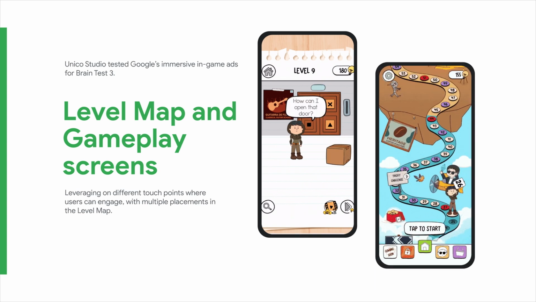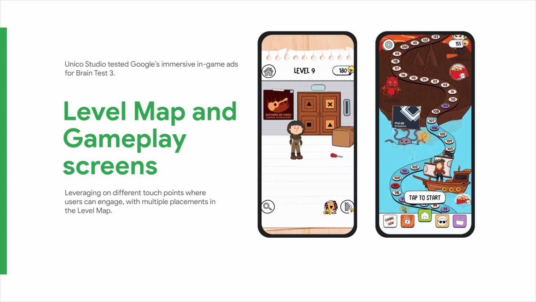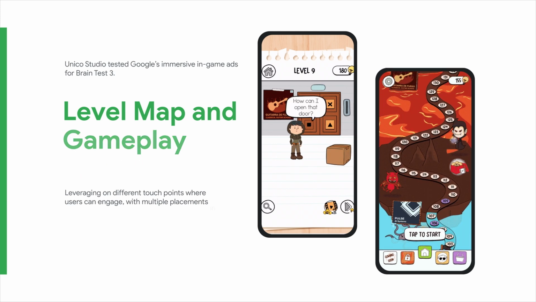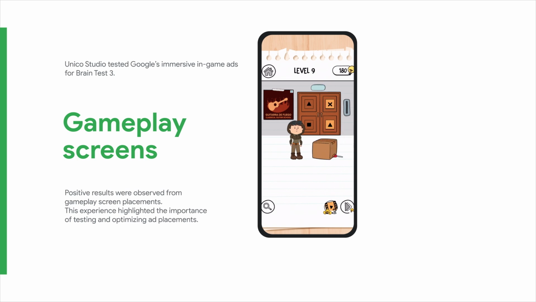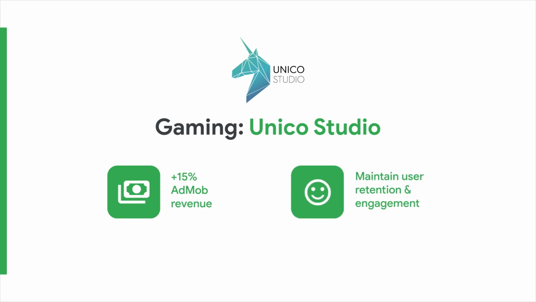Initially, they explored placements on both the level map and the gameplay screens. After observing positive results from the gameplay screen, they shifted their focus and doubled down on those. This experience highlighted the importance of testing and optimizing ad placements, demonstrating that publishers should be open to trying different approaches and focusing on what performs best. By integrating immersive in-game ads, they saw a 15% increase in AdMob revenue and no negative impact on their user retention and engagement. Following the encouraging result, they started considering expansion to other placements and titles.